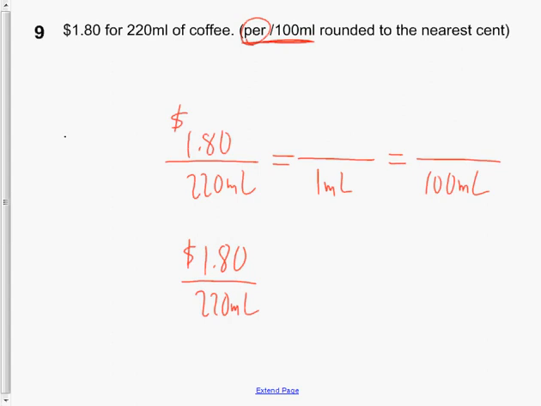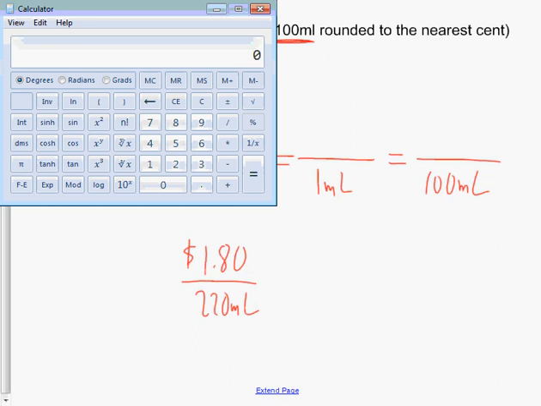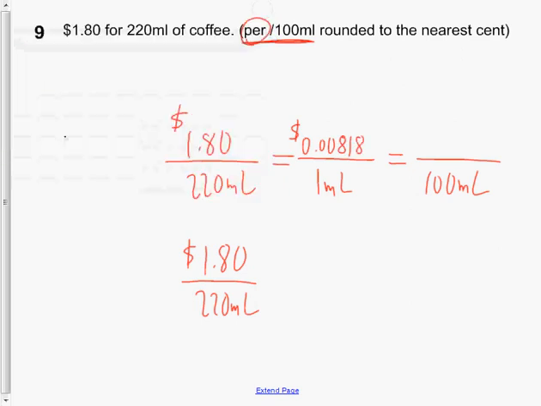So I'll take my calculator. I know I'm going to divide $1.80 by 220. And the cost per milliliter is less than a penny. It's actually 8/10 of a penny, or 0.00818 of a dollar, which is 818 hundred thousandths.